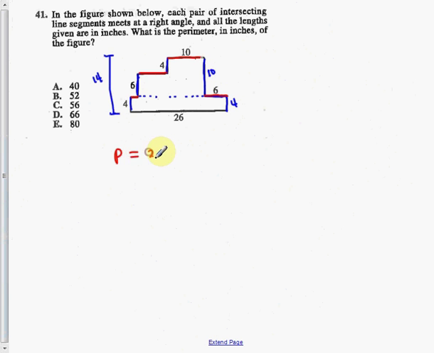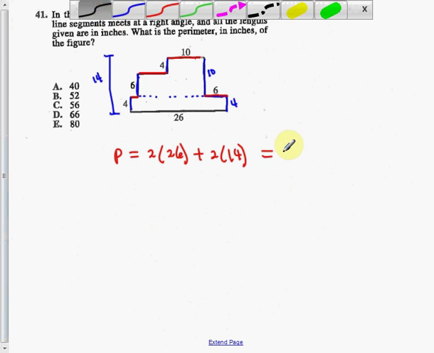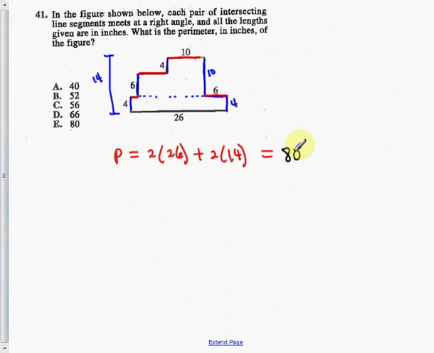So the perimeter is 2 times 26 plus 2 times 14. What does that give you? Is that 80? Check that for me. I think that is 80. Okay.